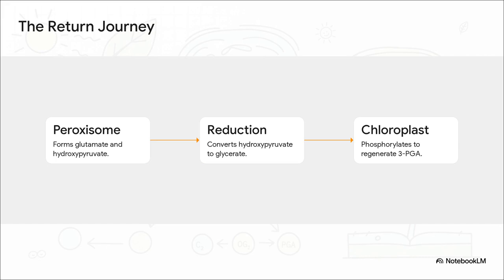The newly minted serine travels all the way back to the peroxisome. There, serine 2-oxoglutarate aminotransferase converts it into hydroxypyruvate. Then, NADH-dependent reductase changes that into glycerate. Finally, the glycerate re-enters the chloroplast. The enzyme glycerate kinase uses ATP to phosphorylate it, successfully regenerating 3-phosphoglycerate, which can finally drop right back into the Calvin cycle. The plants survived the error, sure, but man, it cost a whole lot of energy.